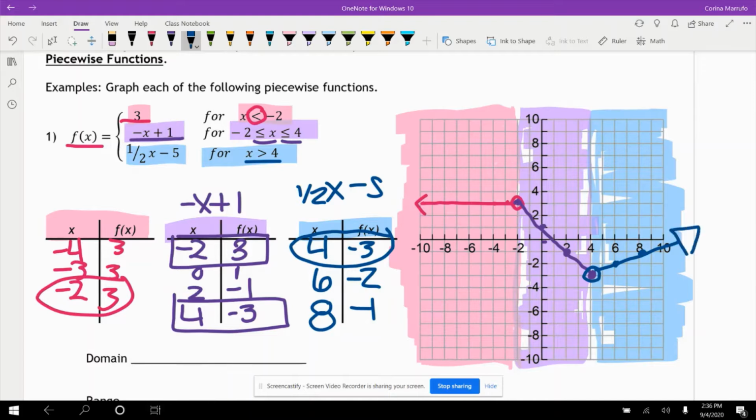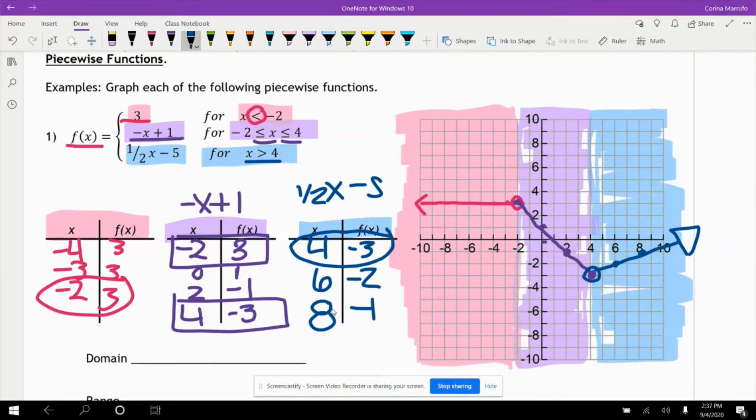So this is my piecewise function. It is made of different pieces of different graphs, and it's all put together. Okay, if you notice here, you're never going to have two closed circles together because then it wouldn't be a function. And so that's why you notice you have an open circle here, and then it fills in that dot.